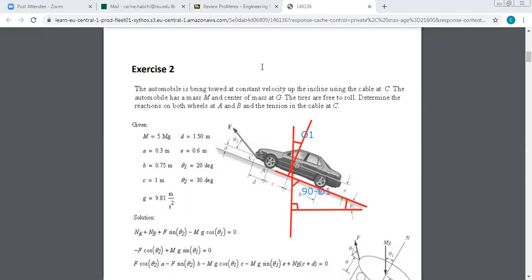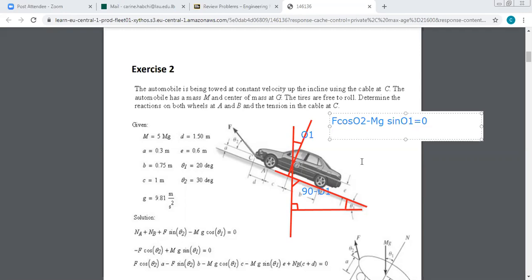Okay, so now when you project, you have a negative projection for the weight, and you should multiply by sine theta 1. So the formula along x will be F cosine theta 2 minus mg times sine theta 1 equals 0.